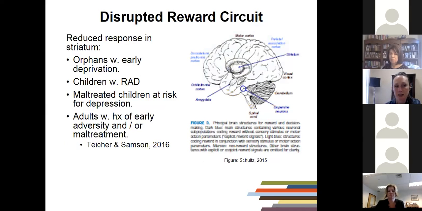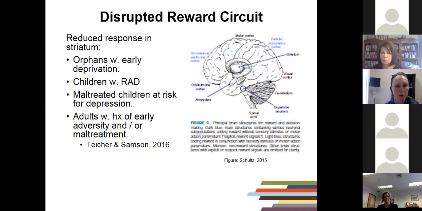Among kids with the early deprivation histories that we've already talked about, children with RAD, which is reactive attachment disorder, has a different name in the new version of the DSM. But children who are diagnosed with reactive attachment disorder, by definition, have very significant early attachment disruption and then resulting behavioral challenges that are linked to that. Maltreated kids who have depressive symptoms, and also adults who have histories of trauma and maltreatment, we see disruptions in the brain pathway that's involved in evaluating reward.